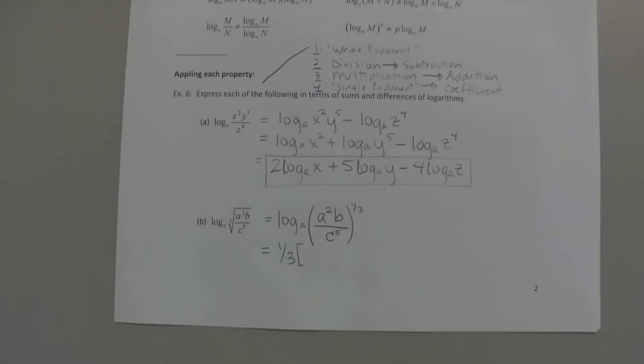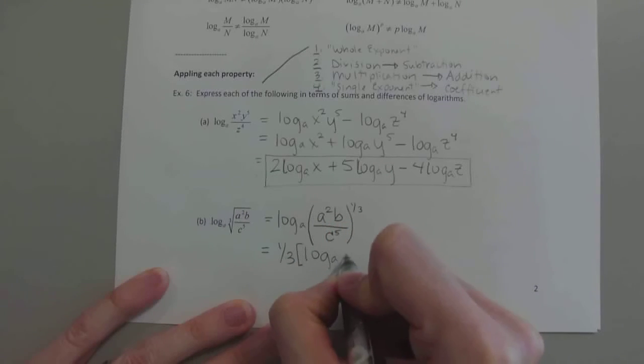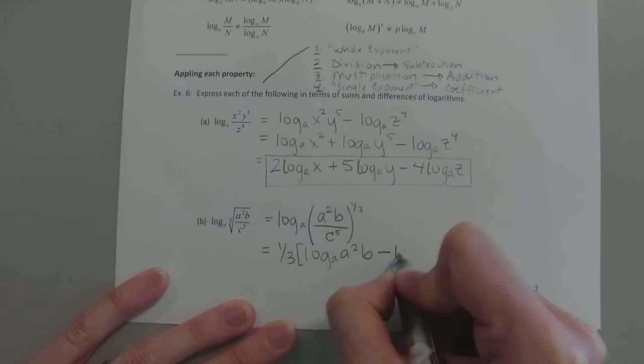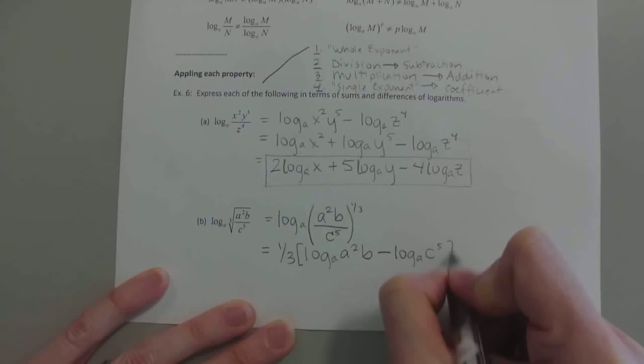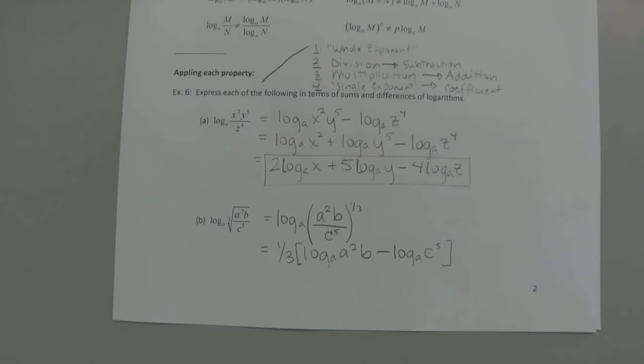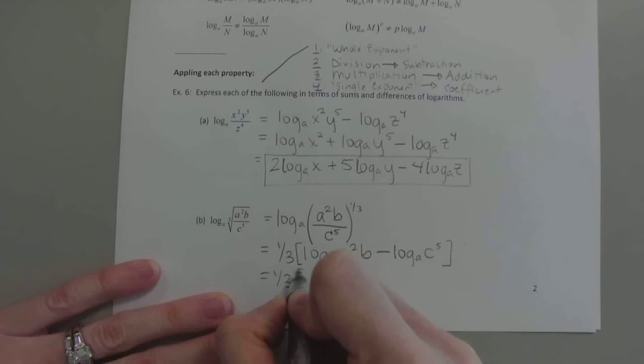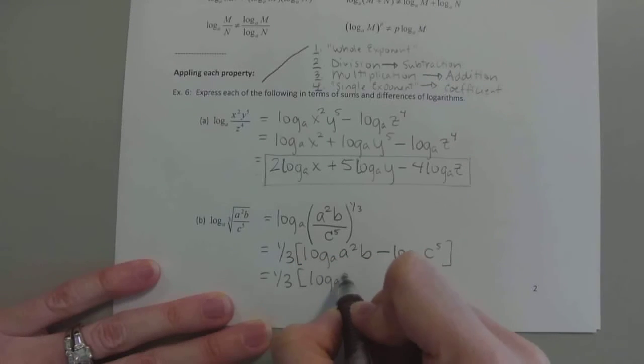I'm going to kill two birds with one stone because we don't have a whole lot of room. Is that okay if I bring the 1/3 down in front, but then I go ahead and do step number 2, I change my division to subtraction? Is that okay if I do both at the same time? So the 1/3 will be down in front, and then we'll have log base a of a squared b minus log base a of c to the fifth. Okay? So I took care of that whole exponent and brought it down in front. But since all of it was raised to the 1/3, anything we do is going to be multiplied by the 1/3.